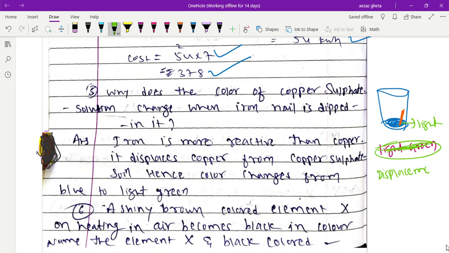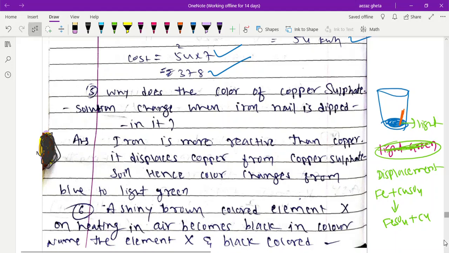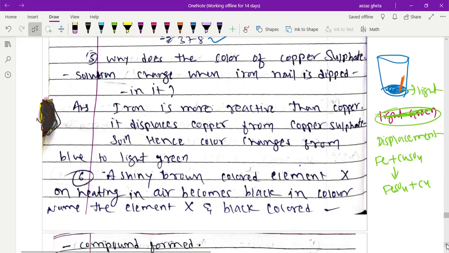What happens exactly in a displacement reaction? Iron is more reactive. It displaces the copper from copper sulfate to form FeSO4, iron sulfate, plus copper. Did you understand? The iron nail, which was a new silver color, will get a deposition of brown color, that is copper. Copper sulfate, blue, becomes light green due to displacement reaction. Copper is less reactive, iron is more reactive, so iron will displace the copper from the copper sulfate solution.